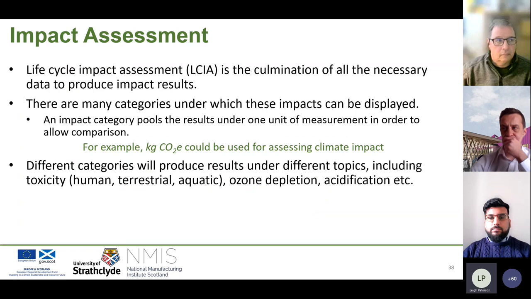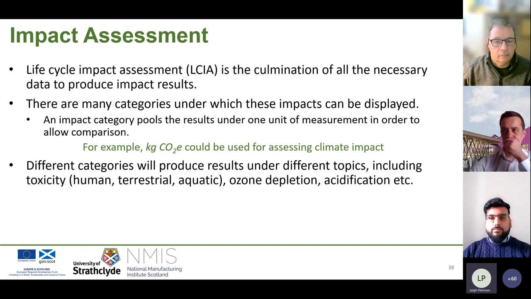So moving on to step 3, this is the one where you're actually carrying out the assessment. And it's essentially the combination of looking at all the data that you've collected at the inventory stage in order to then produce your results. Now, there's a lot of different categories that you can produce these under. So, for example, the example here is that you could use the measurement of kilograms of CO2 equivalency to assess climate impact. You can also use GWP, but different categories will look at different aspects as well.